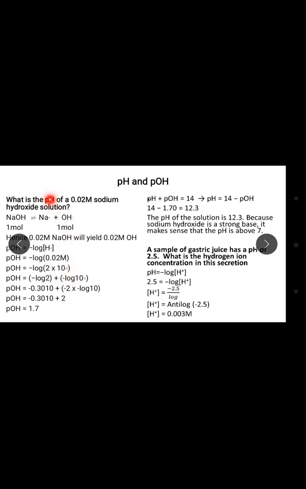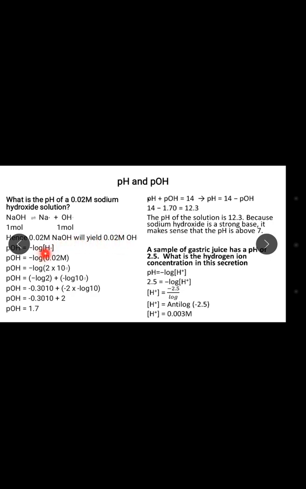But the question asks for pH. But you can calculate the pOH, then you will get your pH from your pOH, since we already said pH plus pOH is equal to 14. So if we do the ionization, this is what it will give us. And the relationship between the sodium hydroxide and the hydroxide in terms of mole is 1 to 1 in the balanced equation. Definitely 0.02 molar sodium hydroxide will yield the same value for the hydroxide. So our concentration of hydroxide is 0.02 molar.